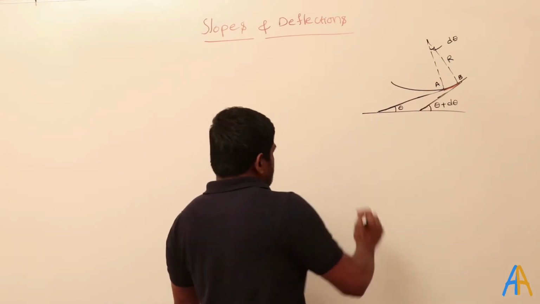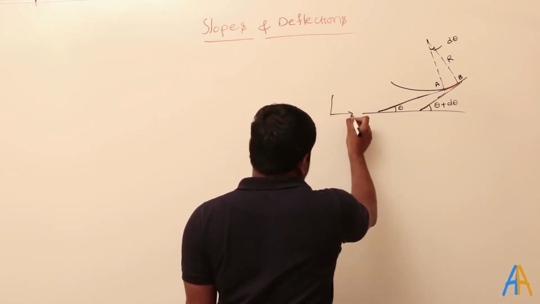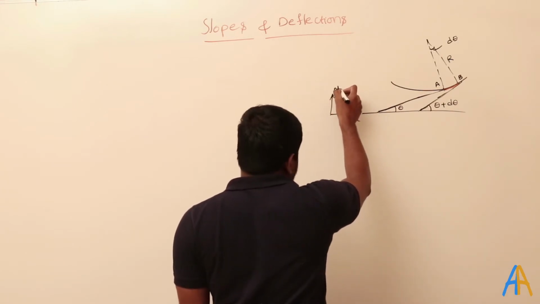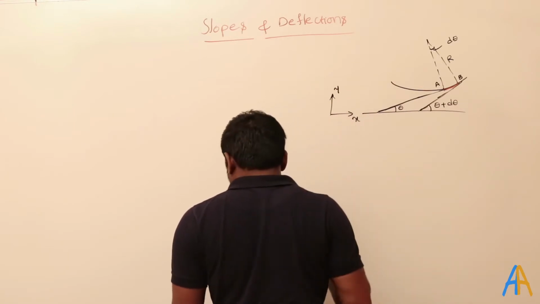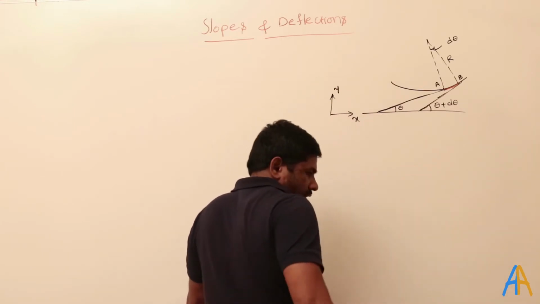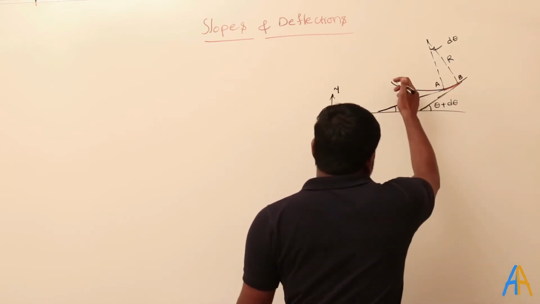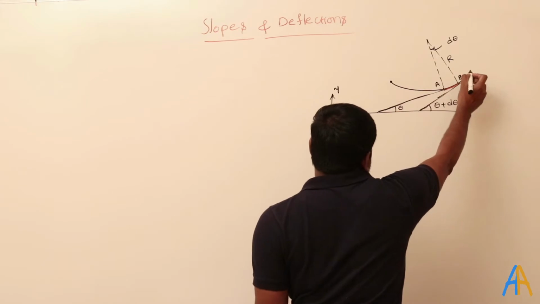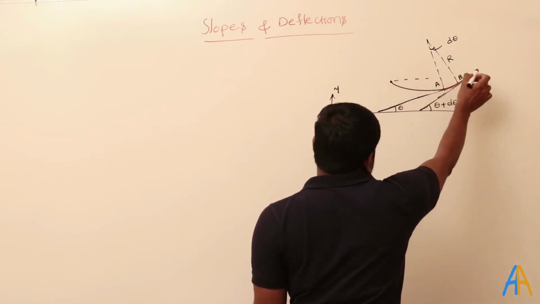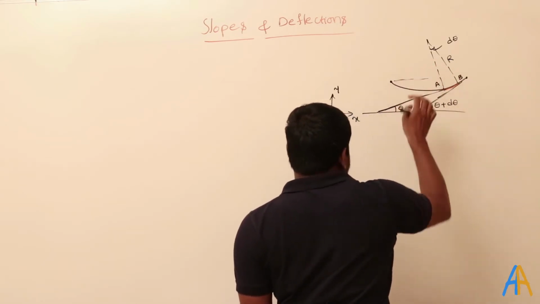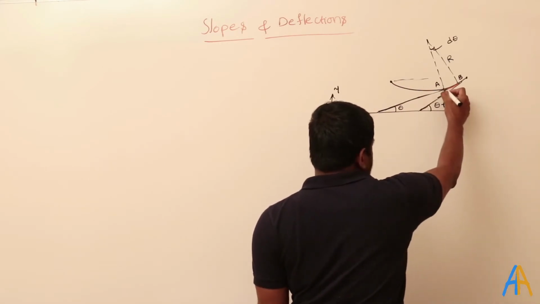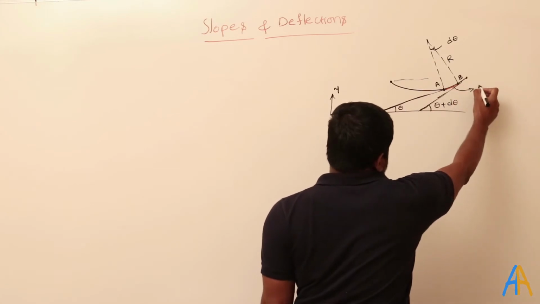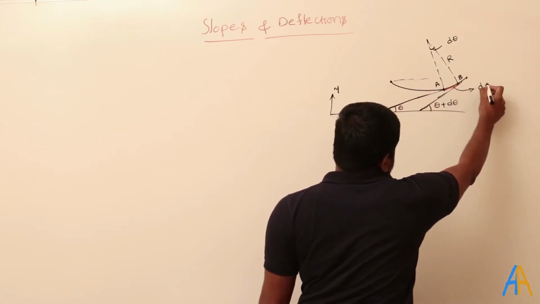For example, here, this is the x axis, and let's assume that this is the y axis. Y represents the deflection of the beam and x represents the length along the beam. Let's assume this is a simply supported beam. Initially it is like this, and after deflection it would be like this, and I have taken some small portion AB on the beam, and the length of this is, let's assume, ds.